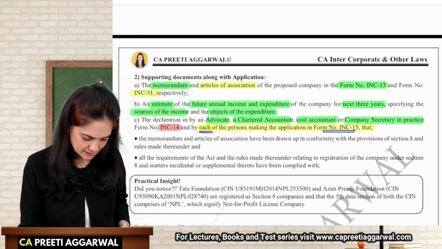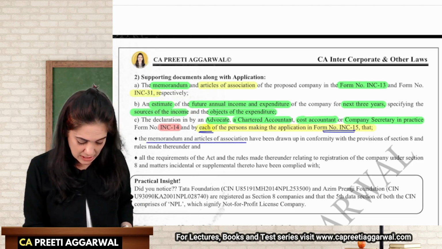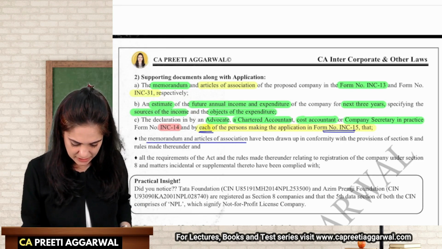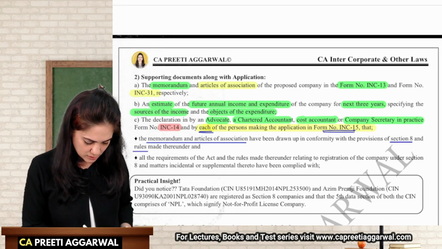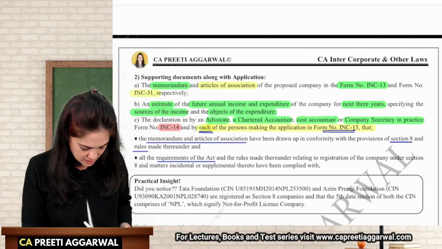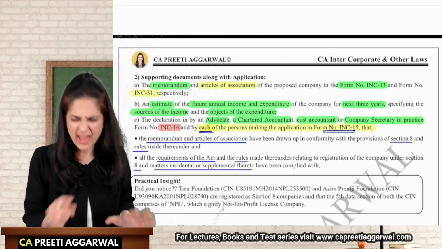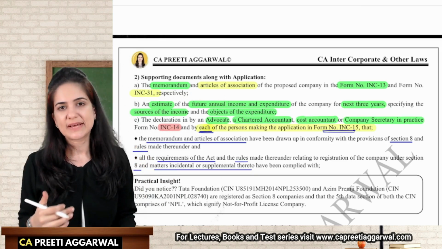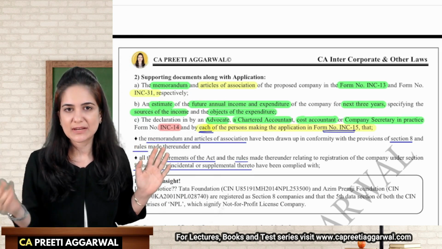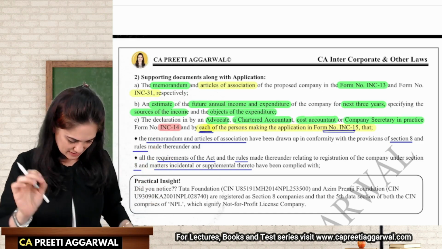They will declare that the memorandum and articles of association have been drawn up in conformity with the provisions of section 8 and the rules made thereunder. All the requirements of the act, matters incidental and supplementary thereto, rules, everything has been properly followed. So on the basis of this declaration, if the ROC is convinced, he will issue a certificate of incorporation. Then the certificate will be given.